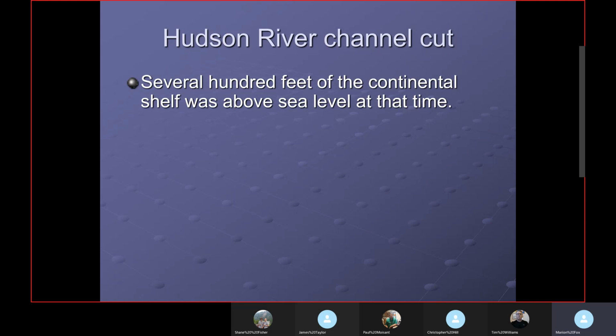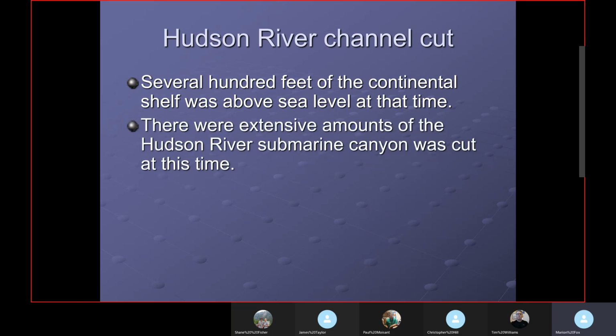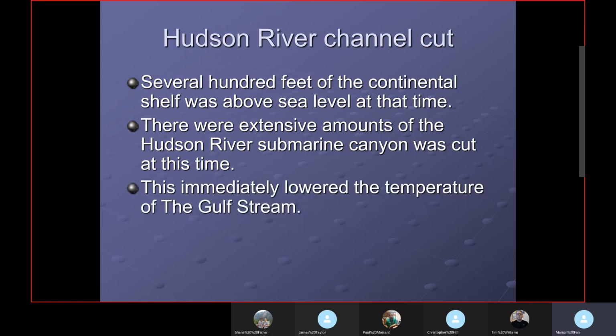melting, and the water from the fluvial lakes was evaporating, going into the ocean, like Lake Bonneville and Lake Lahontan and so forth. As we've already set forth, there'll be other lakes in other places in the world as well, particularly in places like Russia and so forth. Several hundred feet then, an extensive Hudson submarine canyon was cut. We've already said that. It immediately lowered the temperature of the Gulf Stream because this vast amount of cold water went out into the Gulf Stream, but it's not just cold water.